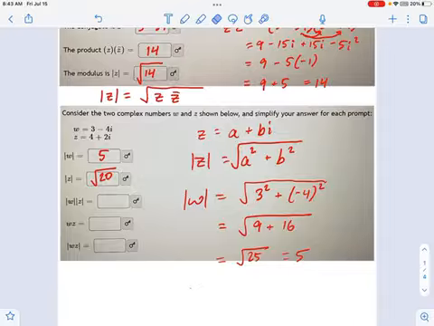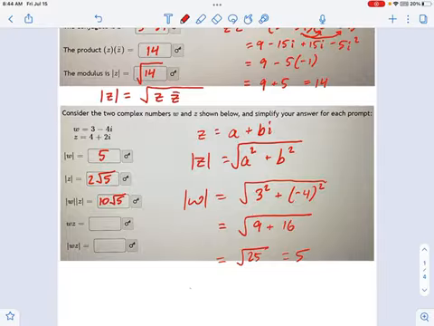Let's go ahead and do that, just to be a little more clear about this. 2 radical 5. And then the modulus of w times the modulus of z, well, this is just radical numbers times each other. So this is 10 radical 5.